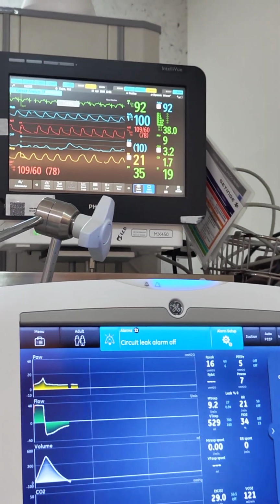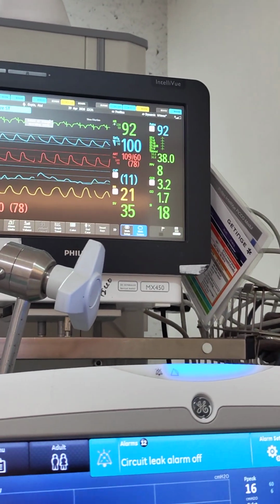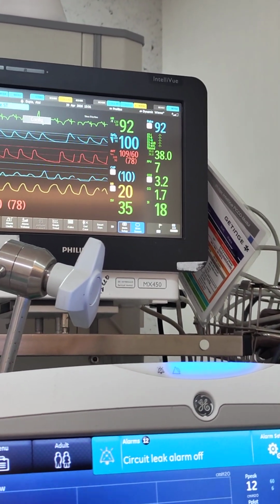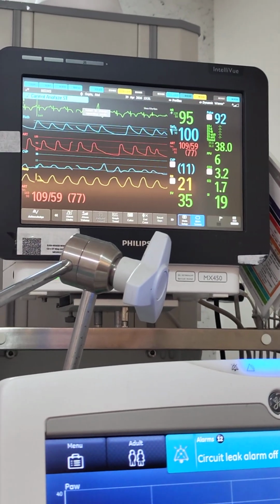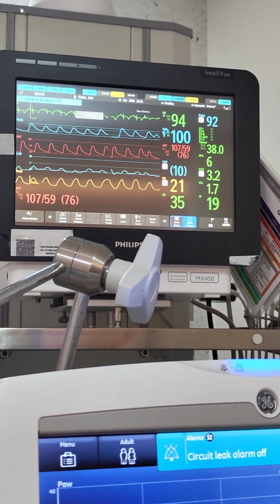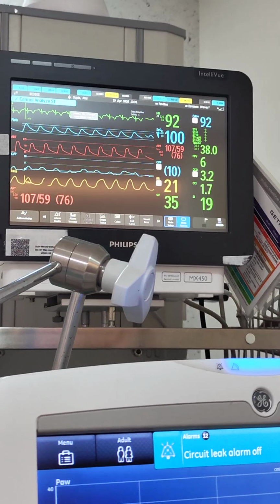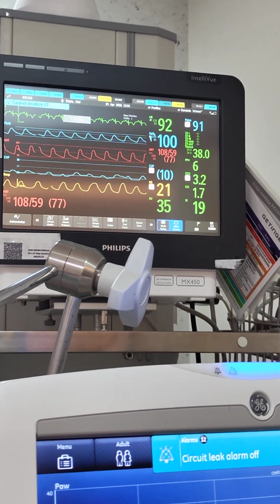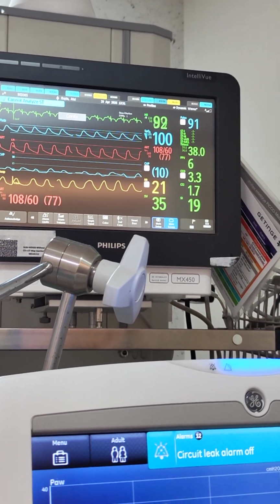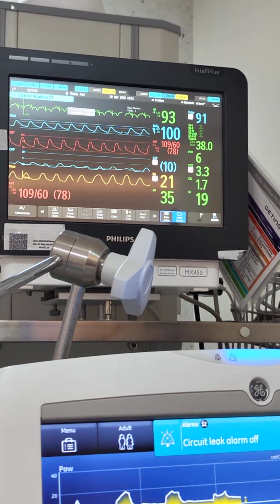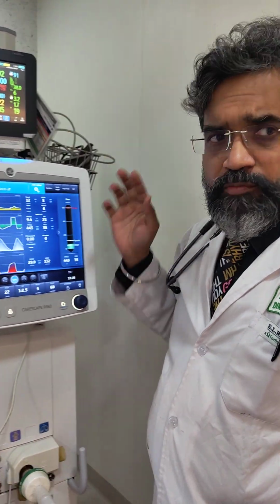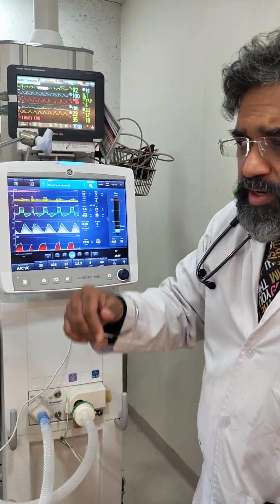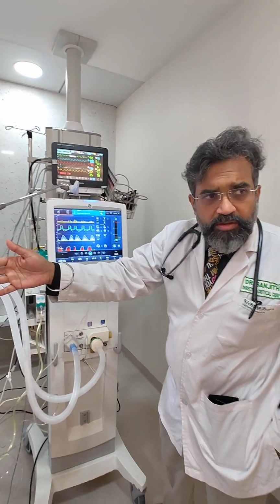So is the PPV going up? We'll see whether the tidal volume challenge tells us anything. Suppose 8, 9, 7. In fact, it's not going up. So obviously it shows that the pulse pressure variation is also not responsive to fluid. So definitely the patient is not fluid responsive. That is very, very clear. We did two tests: one we did from PLR and the other from the tidal volume challenge.